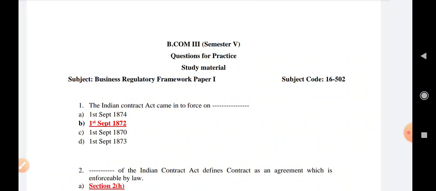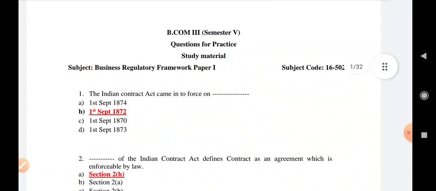Suppose we are talking about question number 1: the Indian Contract Act came into force on dash. Here there may be four options, and in these four options you need to choose the correct answer. Option B, which I have already given, but in the exam you need to think. There may be four options, and the D option may be first or the A option may be third. There may be anything, but we need to apply our mind and select the proper, correct answer, and then you should click or choose the answer, only then will you get the mark, otherwise you will not.